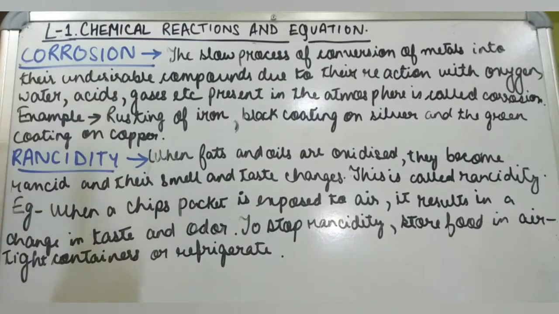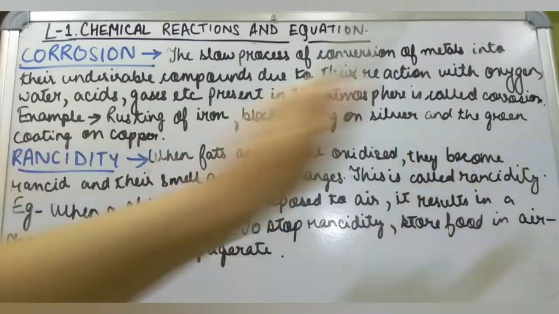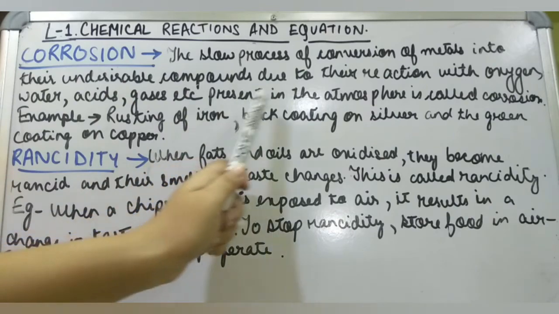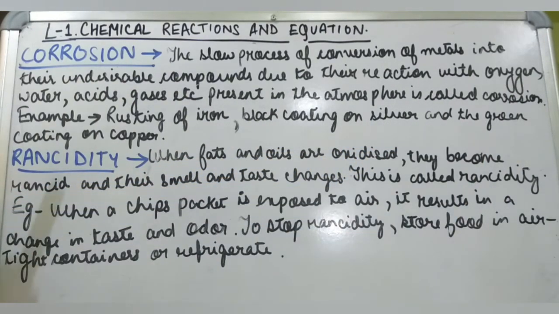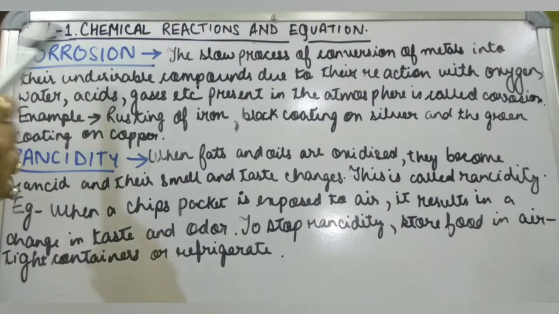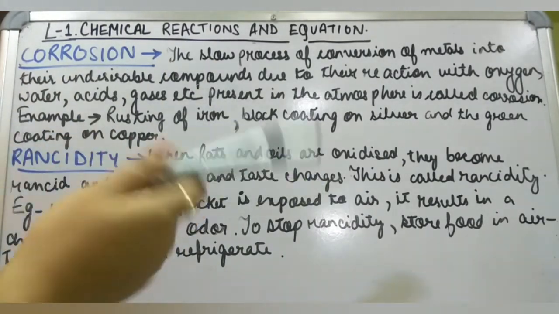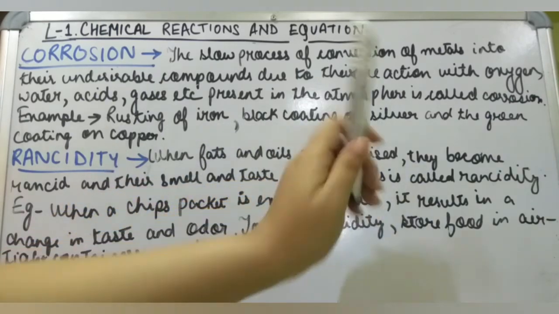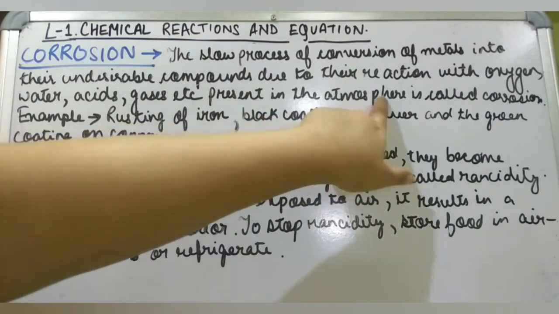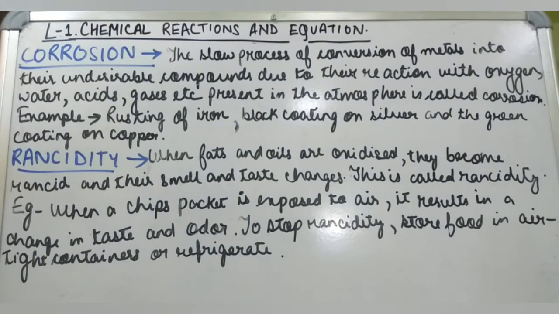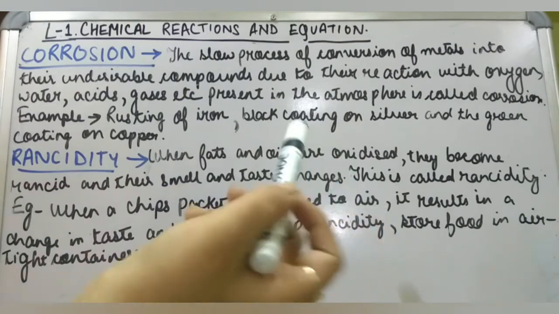The next topic is on corrosion. The slow process of conversion of metals into their undesirable compounds due to their reaction with oxygen, water, acids, gases, etc. present in the atmosphere is called corrosion. Examples are rusting of iron, black coating on silver and the green coating on copper. So corrosion is a slow process in which metals are converted into undesirable compounds. Like the rusting of iron or the black coating on silver, these things happen because of the reaction of the metal with oxygen or other natural phenomena in the atmosphere. Then only this corrosion will occur.